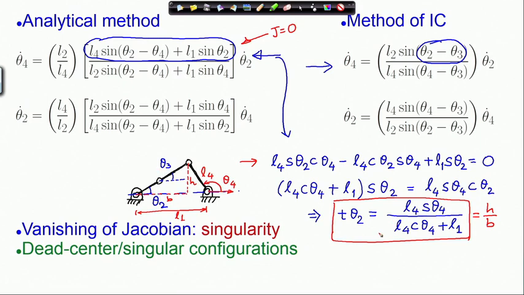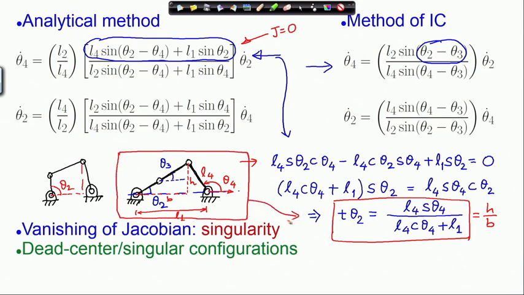You take any other configuration, this relation is not going to be satisfied. For the mechanism, if you take any other configuration, for example, this, you will never get tangent of theta 2 as this relation. So, it is only at this configuration that we have this relation, when theta 2 equals theta 3.